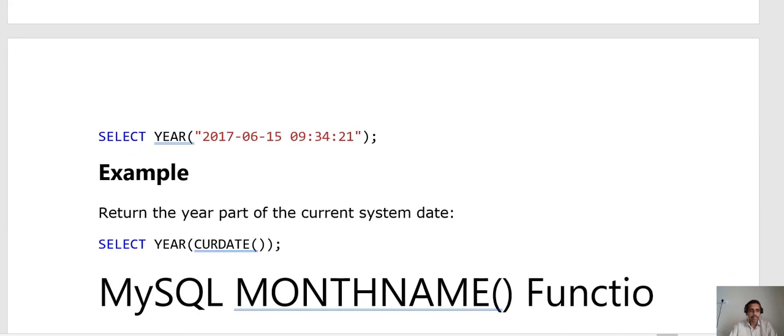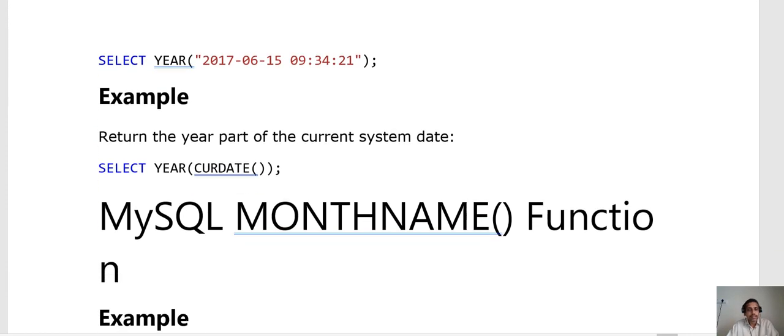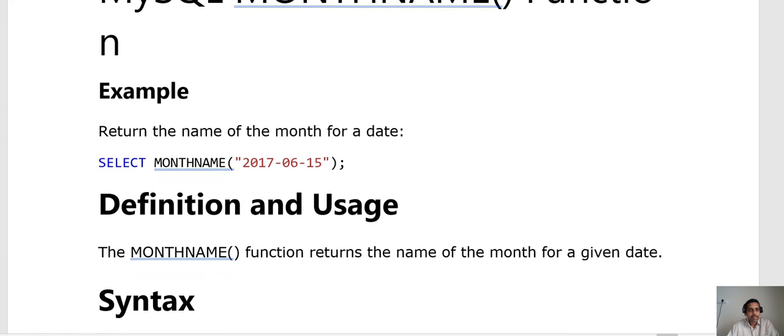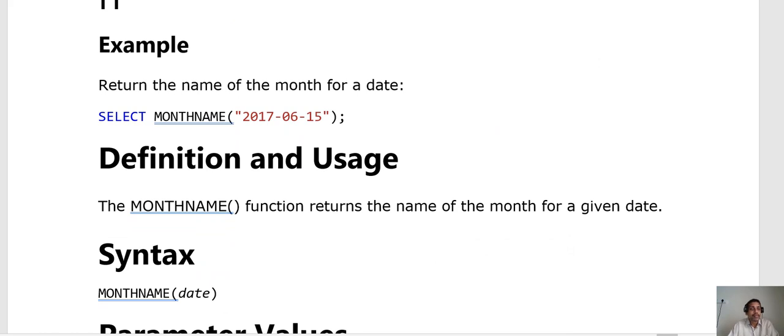You can select year like this. From there, whatever the date and time is, only the year will be displayed. Return the year part of the current system date. That is how we write it in simple form: select year, and then we write in the round brackets current date. From the current date, it will display only the year. That's it. Okay. Then we have the month name function over here. Month name will be displayed from there, so we use the word month name.